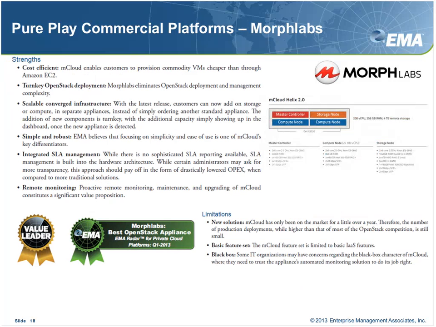Next one, MorphLabs. MorphLabs is a very interesting solution. It won our Best OpenStack Appliance Award. It's a turnkey OpenStack solution. I mentioned this before, and the goal basically is to allow you to provision large numbers of virtual machines cheaper than you could even through Amazon EC2. It's a very scalable solution as well. You can just add additional appliances, rack those appliances, and you have more capacity for additional virtual machines. Everything else is handled inside of the MorphLabs solution.